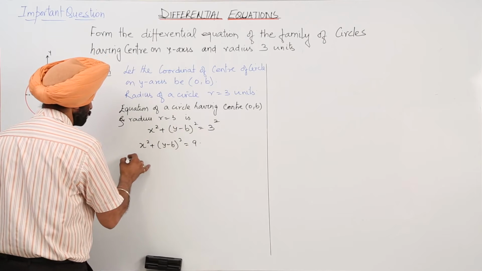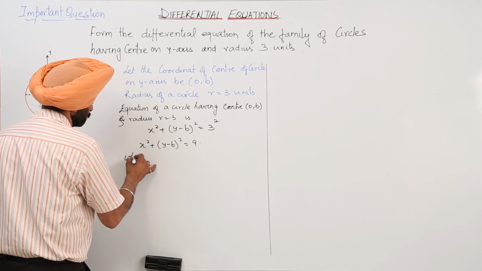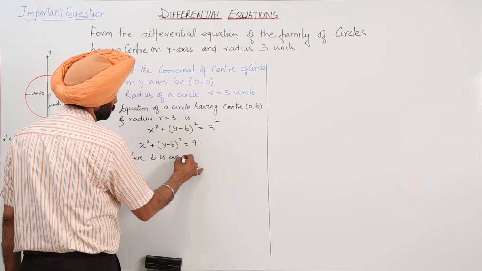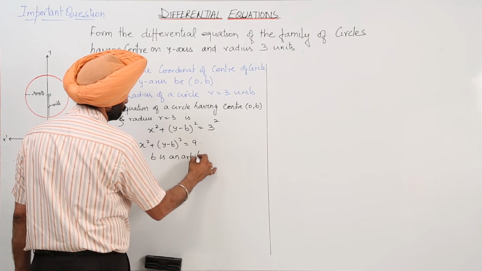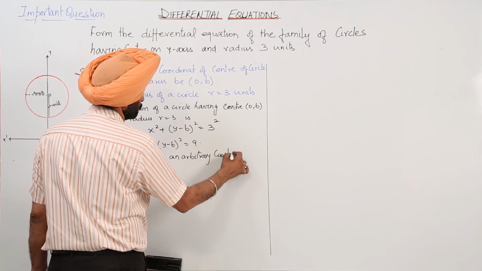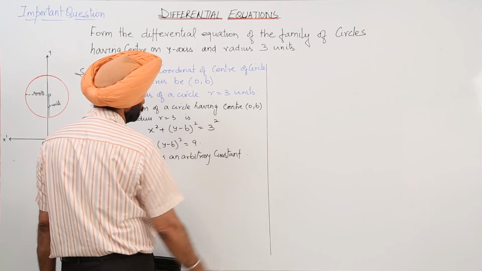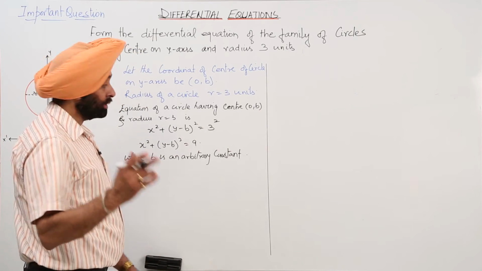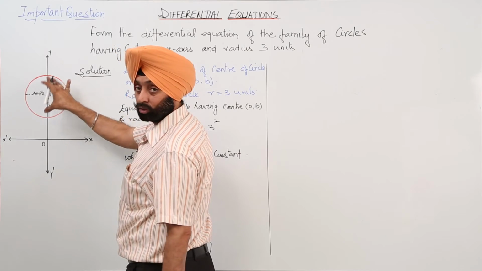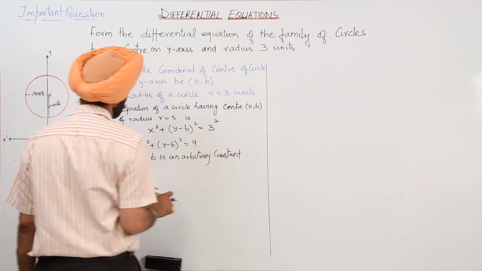Now, where b is an arbitrary constant. Only one constant we are having, so we have to differentiate only once. Now, this is the figure, circle on y-axis with 3 units as a radius.